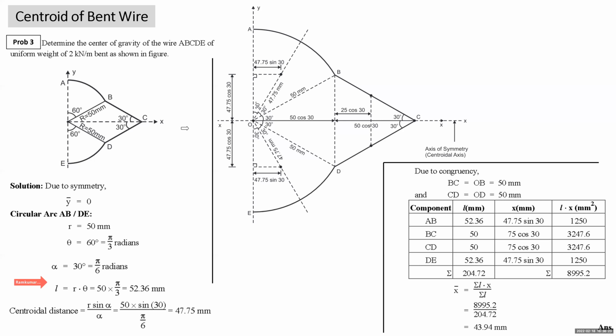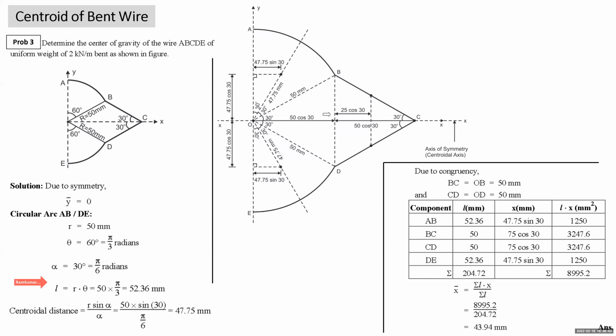All right. We can also understand due to symmetry, this is angle 60, this is 30, this is 60, 30. So you can understand that if this radius is 50, this BC is also 50. This is 50, so this is also 50. That's what we can easily understand. Now we can start with arc length AB. I'll start first component. Its length is 52.36.